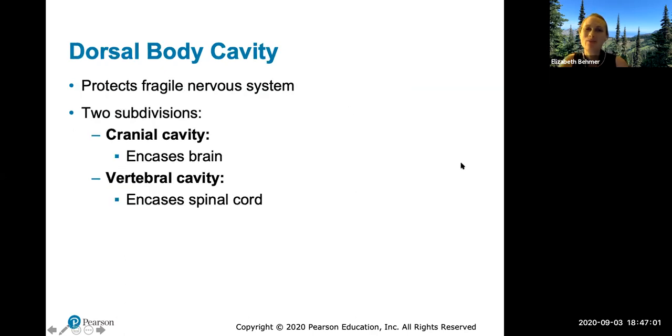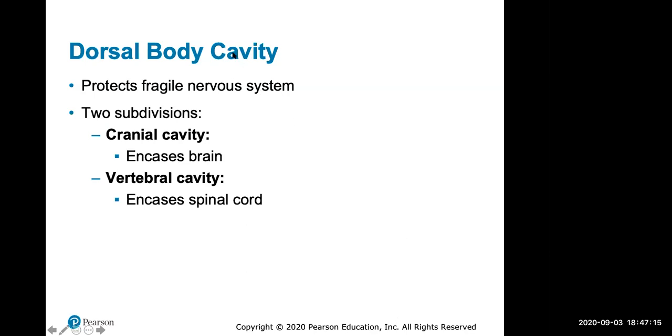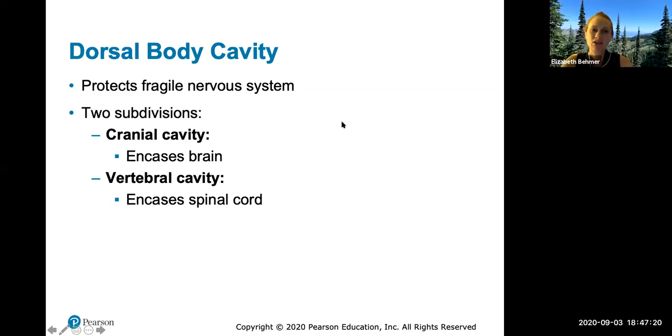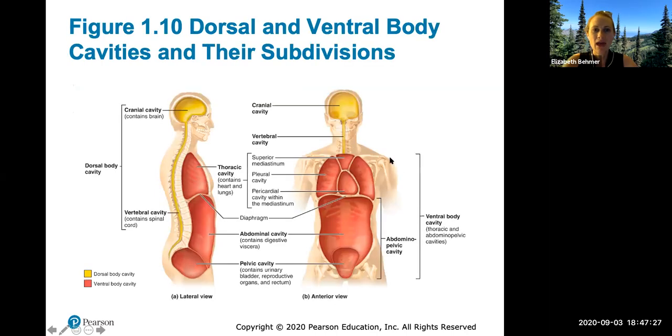All right, so the dorsal body cavity protects the fragile nervous system. So is dorsal in the front or the back? What does that mean? Dorsal means back. Dorsal is, yeah, back or posterior. It protects your brain and your spinal cord. So we subdivide it into the cranial cavity and the vertebral cavity. And here's a look at the dorsal body cavity. So they're on the back or the posterior side of the body in anatomical position.